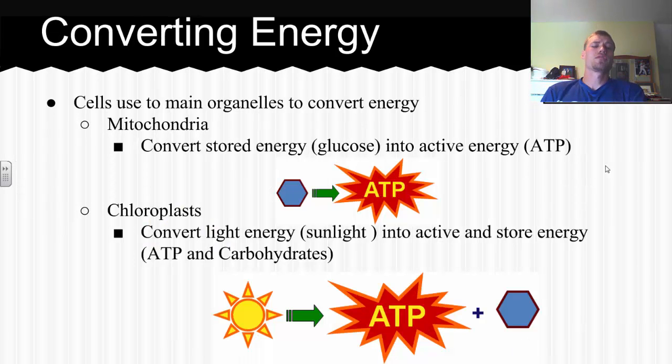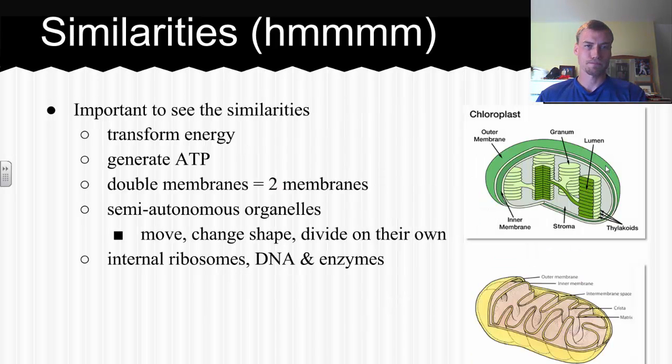Now, that was converting matter. How about converting energy? Well, we've got two main organelles that are used to convert energy, the mitochondria and the chloroplasts. Mitochondria convert stored energy inside glucose into active energy, or ATP, and chloroplasts convert light energy, or sunlight, into active and stored energy, ATP and carbohydrates.